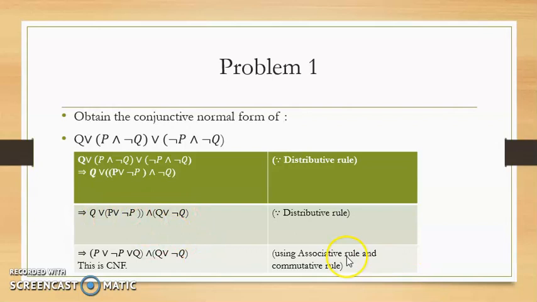Again by using the associative rule here, I can write P or not Q, not P or Q, and Q or not Q. So here we are getting the product of elementary sums. See, here it is a sum of some elements, and here also a sum of elements, and they are connected by the product. So this we call CNF.